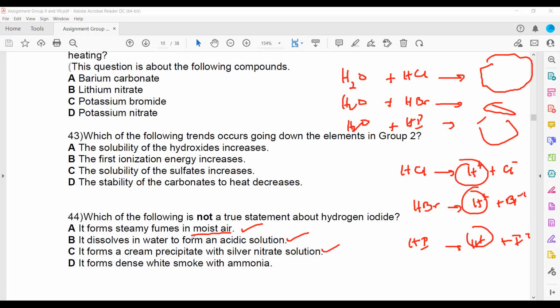Then about hydrogen iodide, it forms a cream colored precipitate with silver nitrate. That's wrong. It will form a yellow precipitate, because if we have hydrogen chloride or a chloride ion, when we add silver nitrate, we get a white precipitate. If it is bromide ion, it will be cream, and if iodide ion is there, then it should be a yellow precipitate. So this will be yellow.